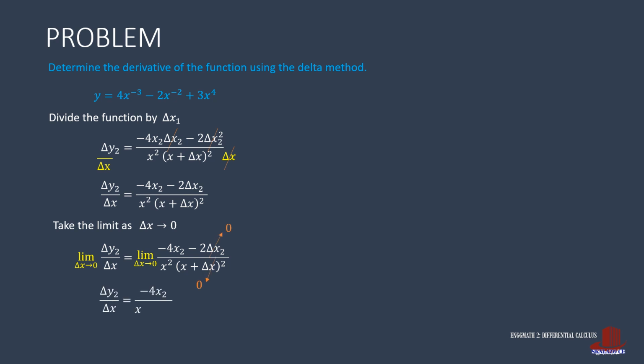This then zeroes out deltas in the function, leaving delta y over delta x as equal to negative 4x over x squared times another x squared. Take out excess x from the right and get delta y over delta x as negative 4 over x cubed. We then continue with the last term, y, as 3x raised to 4.